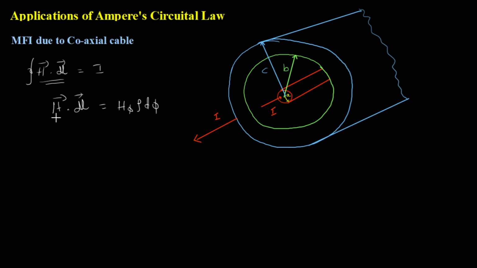So basically substitute what is H, what is dl, and find the dot product. You will end up with H phi rho d phi. So always keep this in your mind. Always my H dot dl will evaluate to this expression H phi rho d phi.